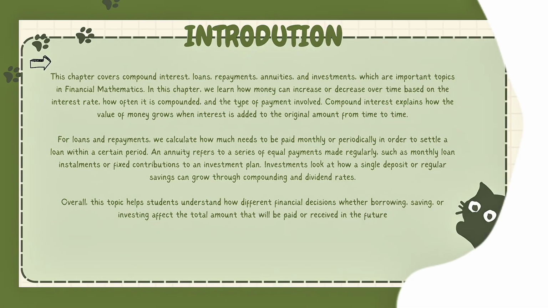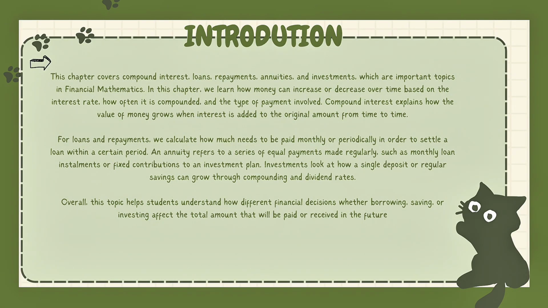2025897058. This chapter covers compound interest, loan repayments, annuities, and investment, which are important topics in financial mathematics. In this chapter, we learn how money can increase or decrease over time based on the interest rate, how often it is compounded, and the type of payment involved. Compound interest explains how the value of money grows when interest is added to the original amount from time to time. For loan and repayment, we calculate how much needs to be paid monthly or periodically in order to settle a loan within a certain period.